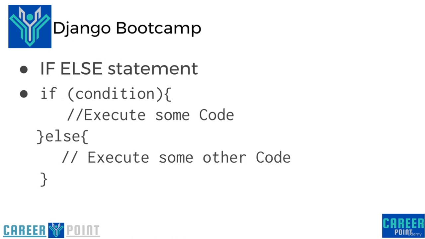Then there's the if else statement. And the main logic behind this is if some condition is true, you execute some code, that very first line there. Else, meaning if that condition was not true, you execute some other code. So here we're just checking if a condition is true, we execute some code. If it doesn't happen to be true, then the else statement occurs and we execute some other code.